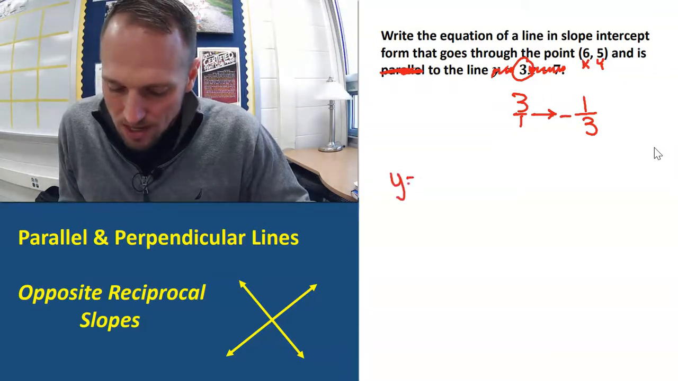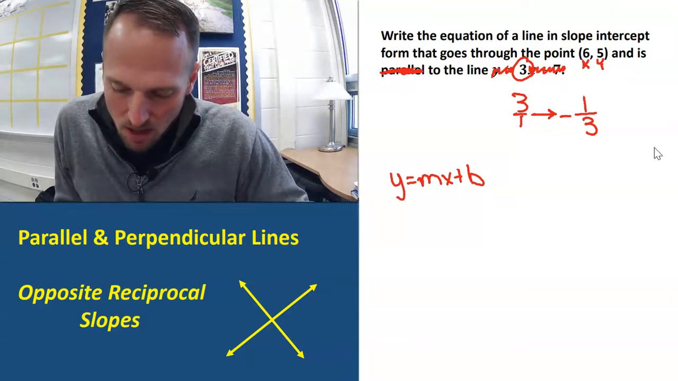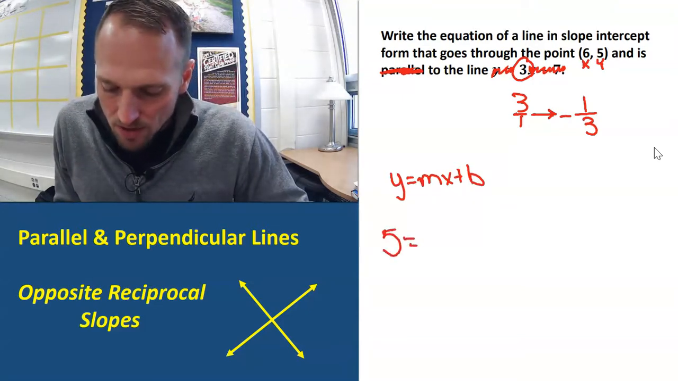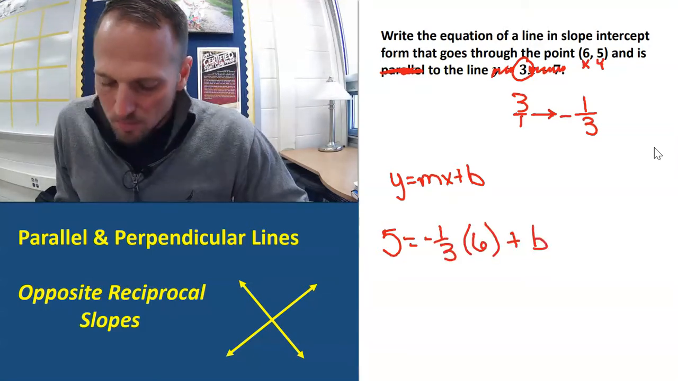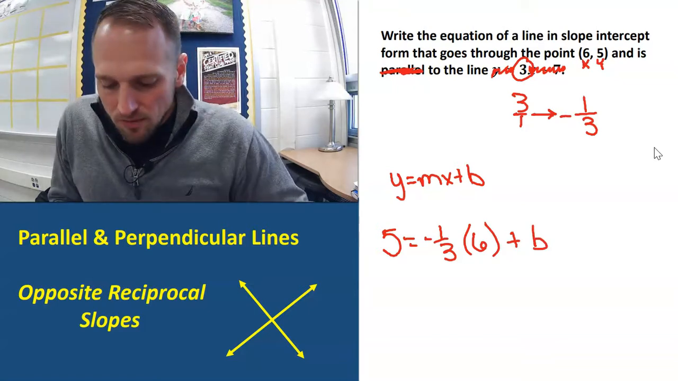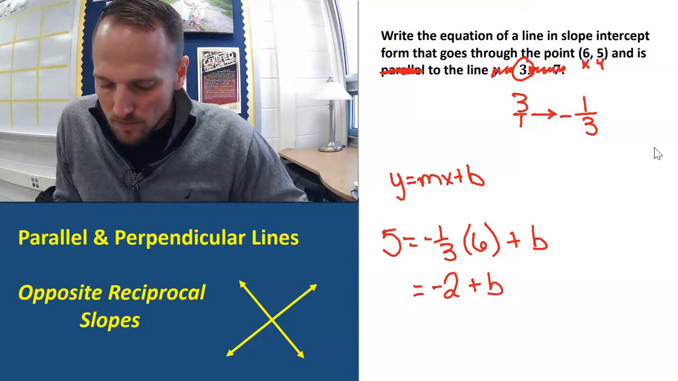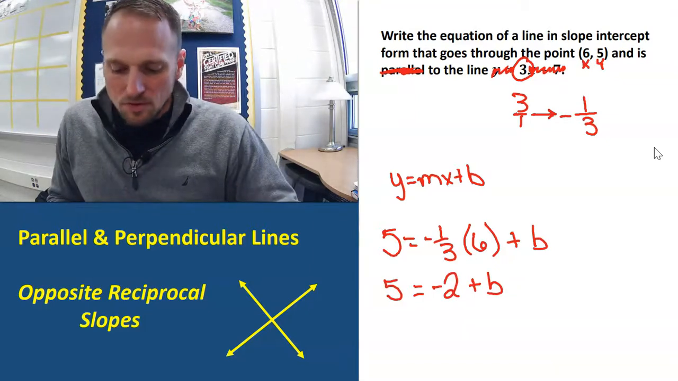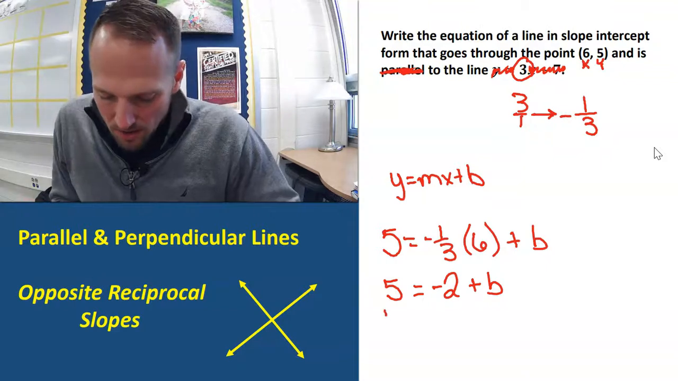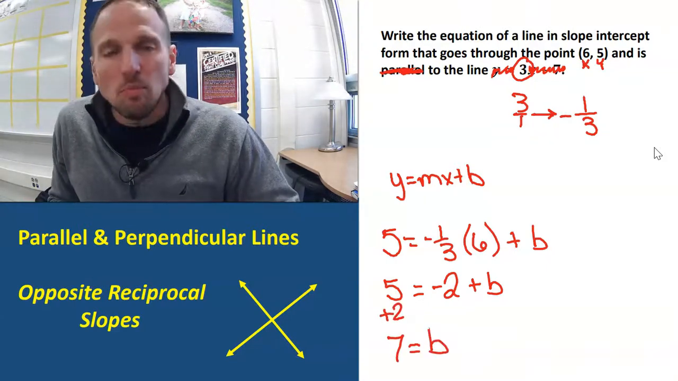All right, so y equals mx plus b, and let's sub these in. Our y is 5, our m is -1/3, our x is 6, plus b. So -1/3 times 6 is -2. If you need help, just use your calculator there. We'll add the 2 to the other side, and we'll have 7 is equal to b.